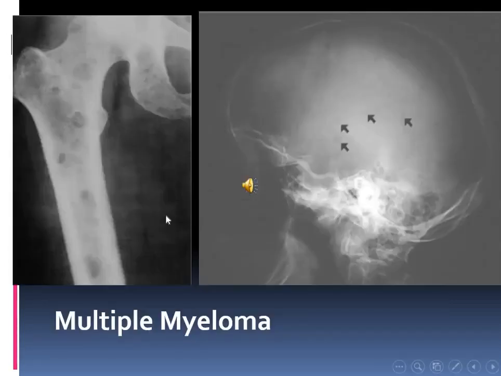Multiple myeloma is a common malignant bone tumor that can be seen here in the skull and in the right femur and pubic bone. Both X-rays show multiple well-defined small osteolytic bony lesions involving the medulla of the right femur and the pubic bone, and a few are also seen in the lateral skull X-ray near the black arrow. This represents features of multiple myeloma.